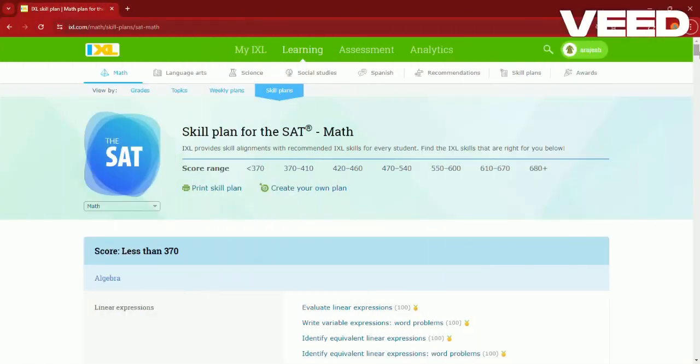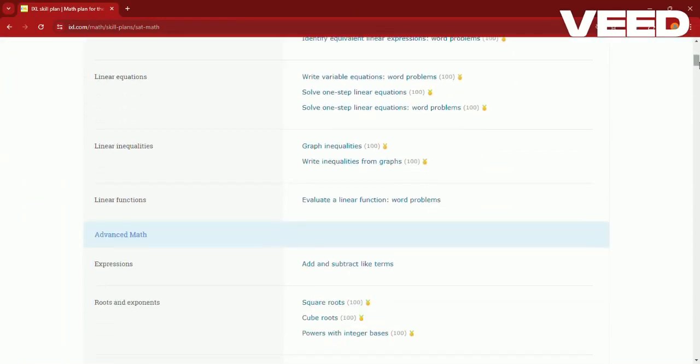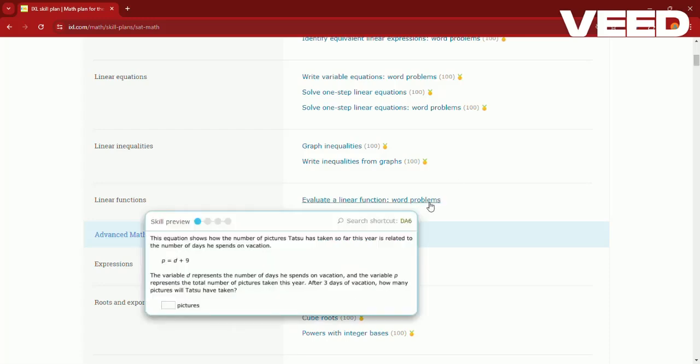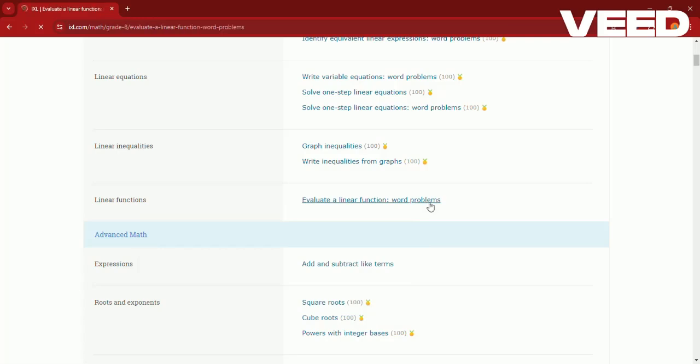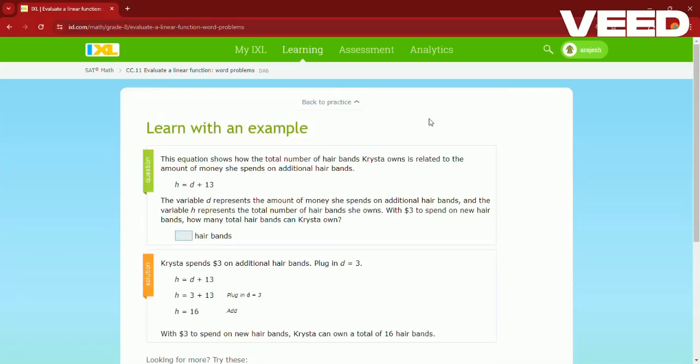Previously, we have done 1-9, we're going to do 1-10. In this scenario, it's going to be evaluate a linear function word problems. Here we go! Let's check out the example.